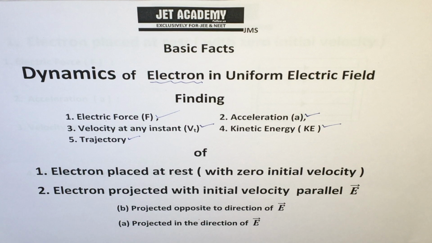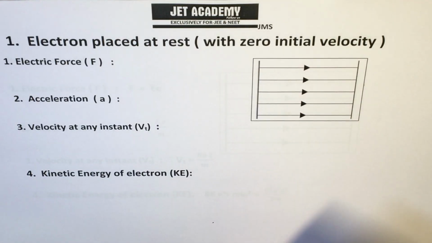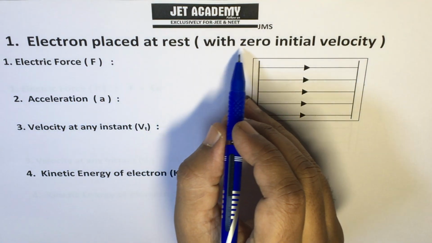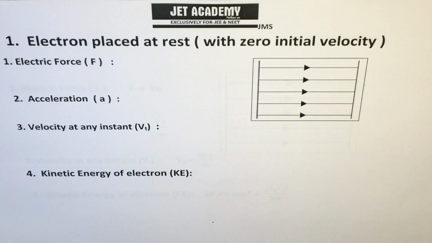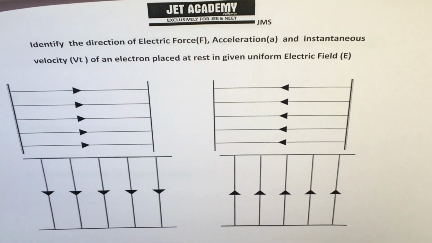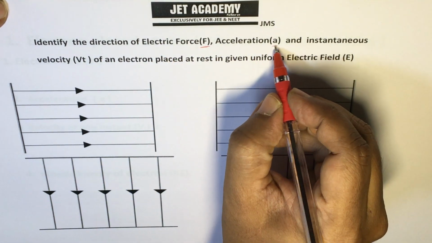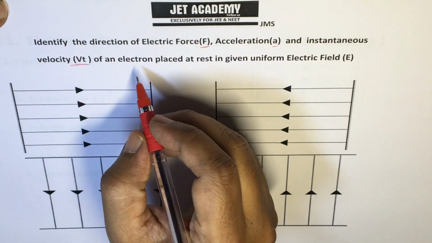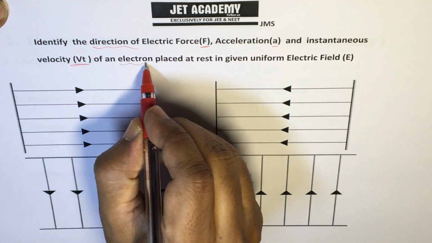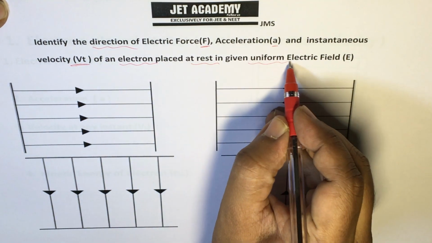Before going to understand the electron placed at rest with zero initial velocity, we are going to once again identify all these parameters: the direction of electric force, acceleration, and instantaneous velocity of an electron placed at rest in a given uniform electric field.